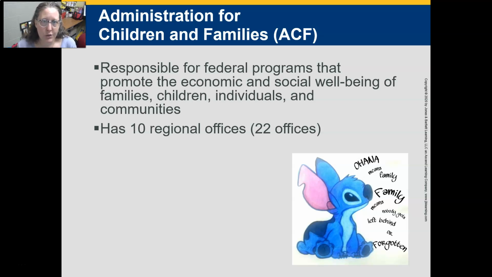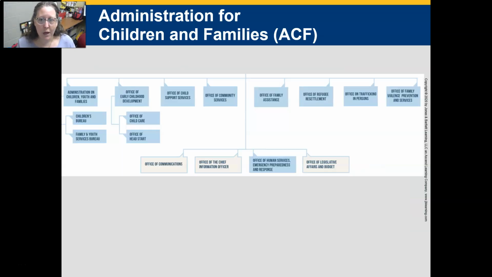Next, we have the Administration for Children and Families. It is responsible for federal programs that promote the economic and social well-being of families, children, individuals, and communities. They have 10 regional offices and 22 separate offices also. So it's a rather large administration. For example, they have early childhood development, like Head Start and child care, child support services, right? Community services.